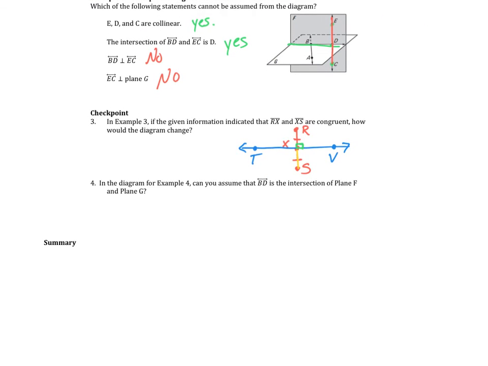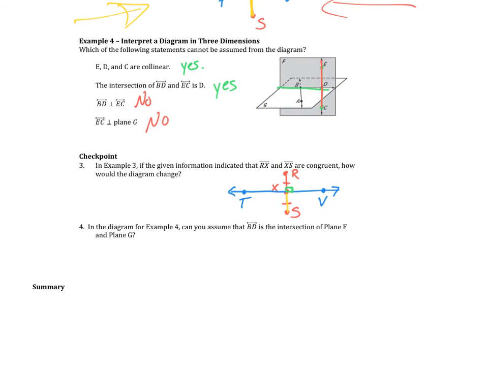And then number 4, in the diagram for example 4, can you assume that line BD is the intersection of plane F and plane G? And this is actually yes. And the reason why is 2 planes intersect in a line. All right, and that's all we got.